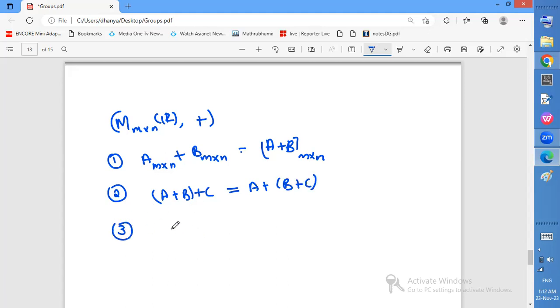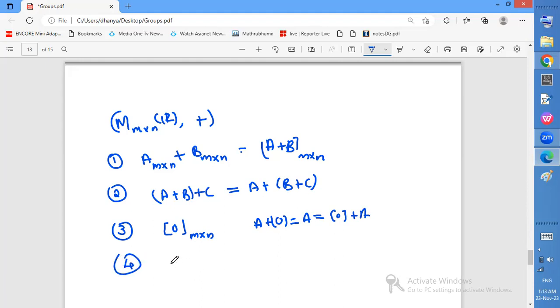Now the third one is the existence of identity. What will that be? We can guess easily, right? We have the zero matrix of order m by n in that set. For any element A belonging to M_{m×n}(R), we have A plus the zero matrix is equal to A, which is equal to the zero matrix plus A. So this acts as the identity element for this operation in this set.